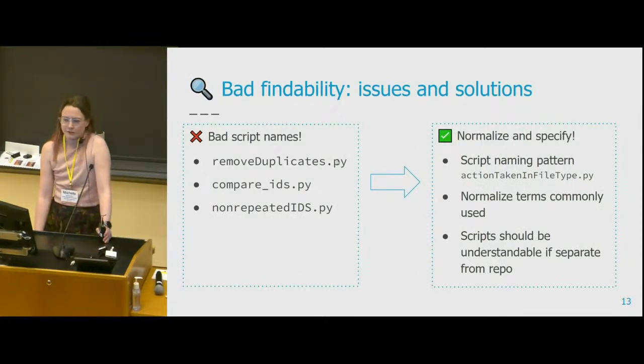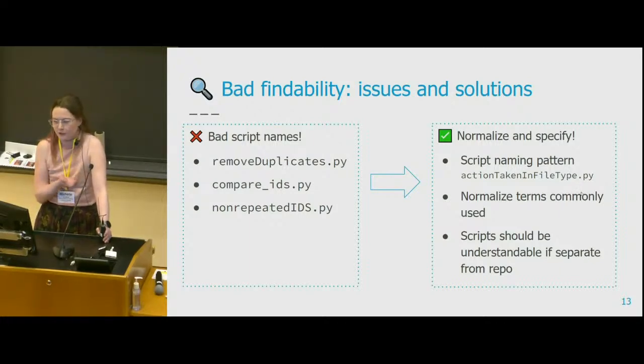So some other issues that made findability hard is I had all of these naming conventions that none of them were normalized, and they didn't tell you what the script is about. So I came up with a pattern that is action taken in file type, and I try to have a list internal to my brain, I should probably write them down, of normalized terms commonly used. That way I could really find what I was looking for.